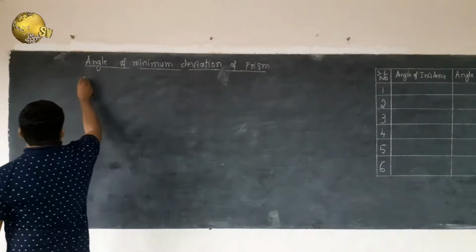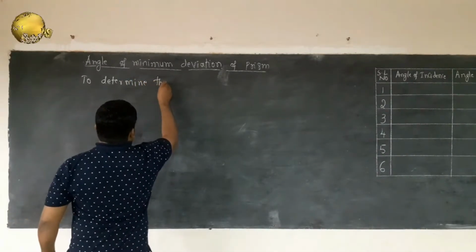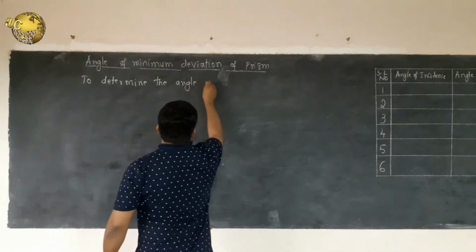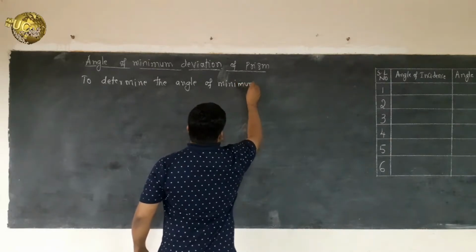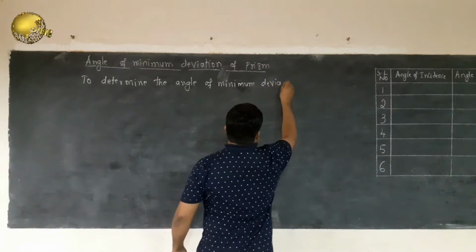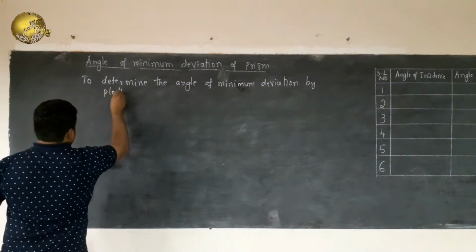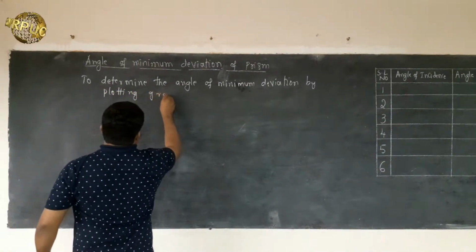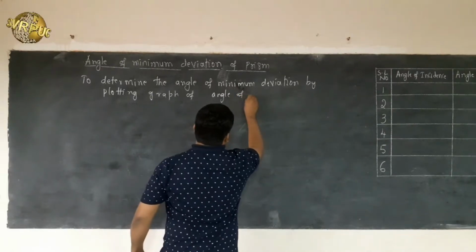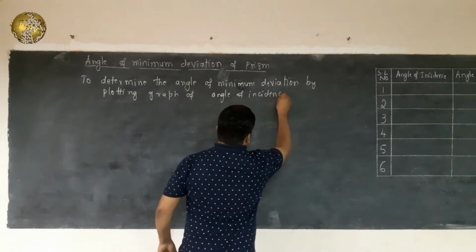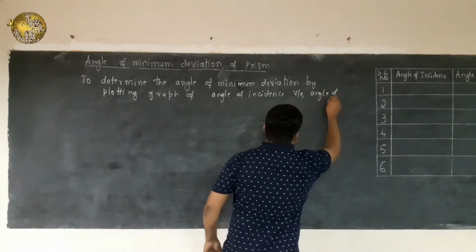To determine the angle of minimum deviation by plotting a graph of angle of incidence versus angle of deviation.